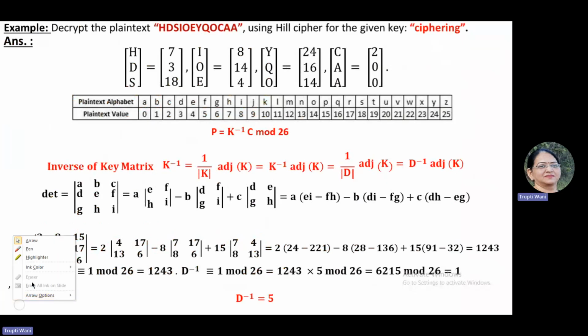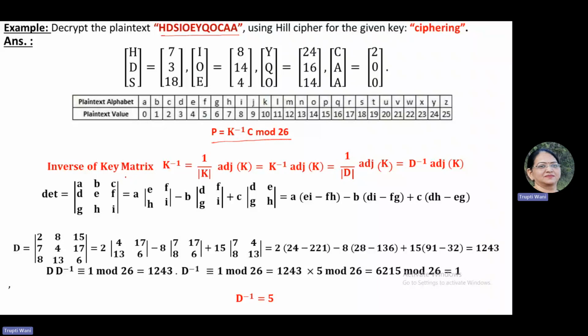Now we'll see the decryption process for this one. This is our ciphertext. Convert this ciphertext into groups of three: HDS is the first group, then IOE, like this, and convert those into numbers. The formula for decryption is P equal to K inverse C mod 26. Now we have to find K inverse, as we have the ciphertext C.